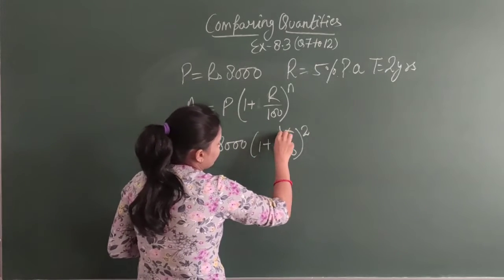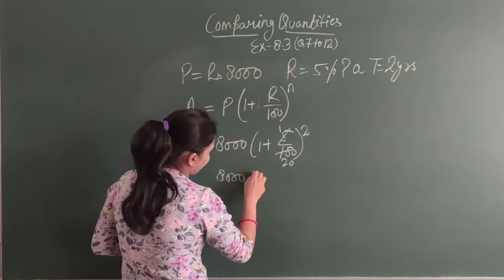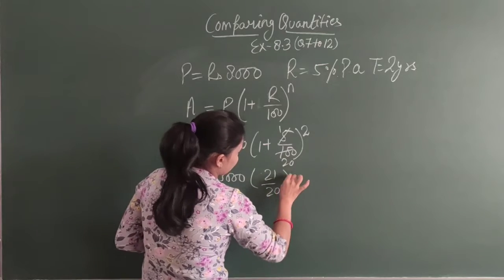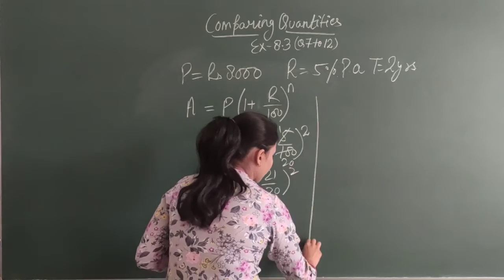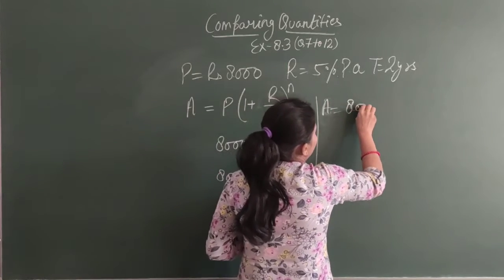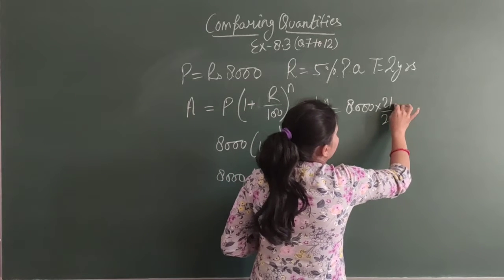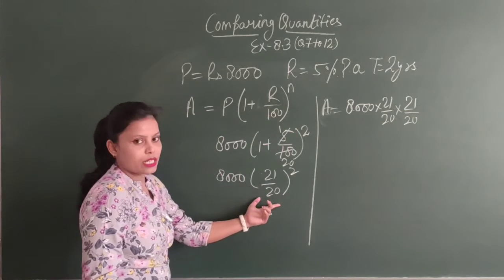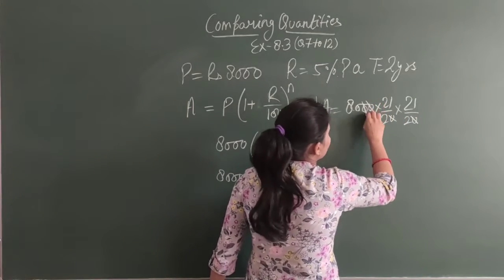So it will be 1 plus 1 by 20. And after solving we will get 21 upon 20 to the power 2, right? Or we can say amount is equal to 8,000 multiply 21 divided by 20 multiply 21 divided by 20, because it is the square, right? Let's solve this.